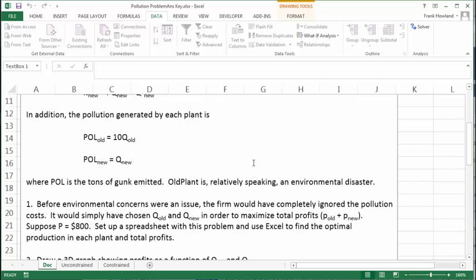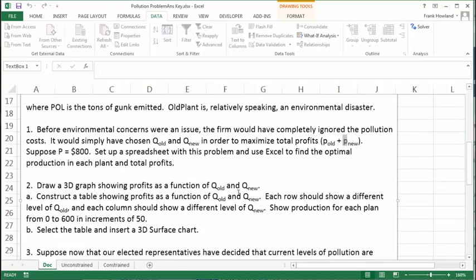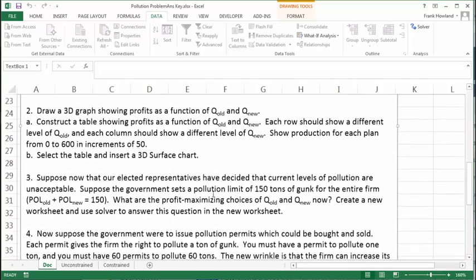So that's the situation. Pollution's terrible, right? Before environmental concern's an issue, who cares, right? And all we're doing is trying to maximize profits here. That should be a pie, right? These should be pies here, but we forgot that. Okay, so we've done all these things.